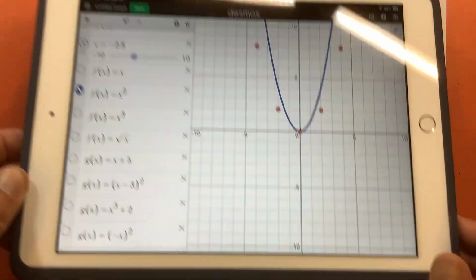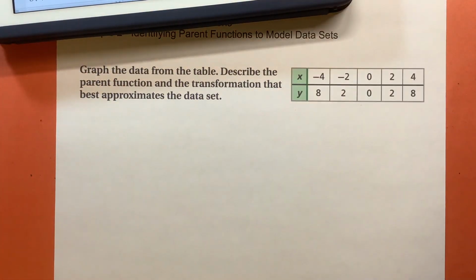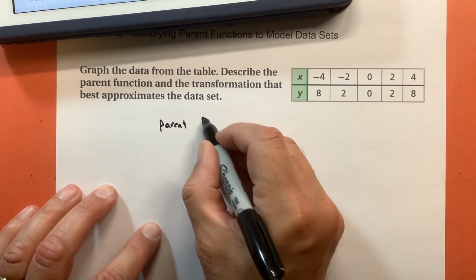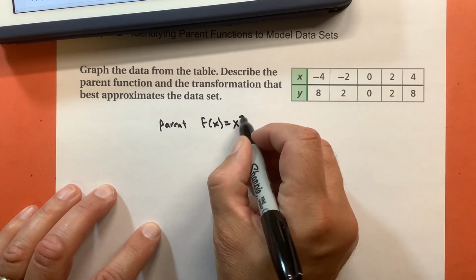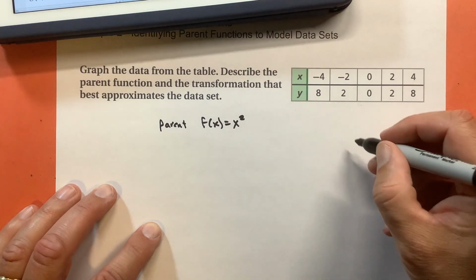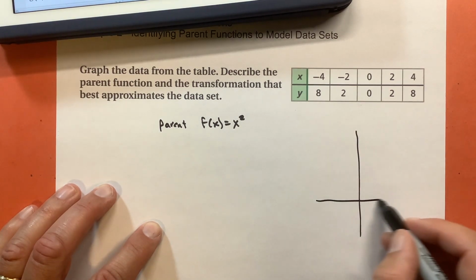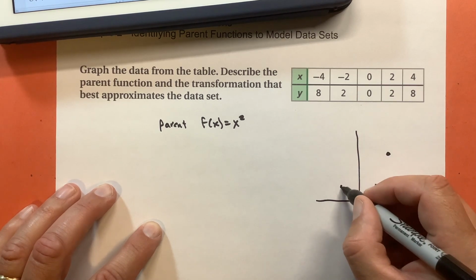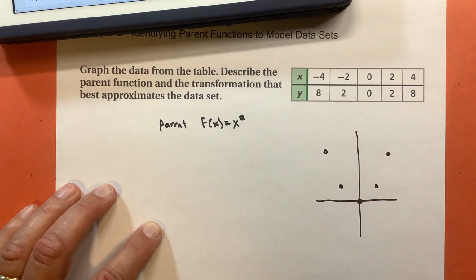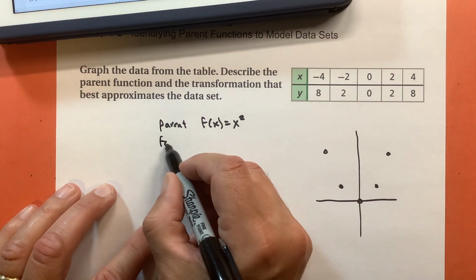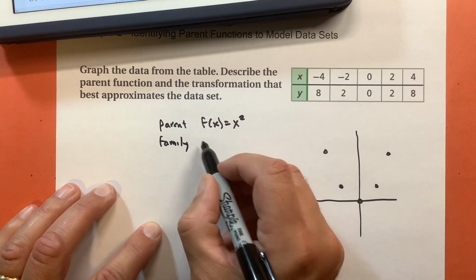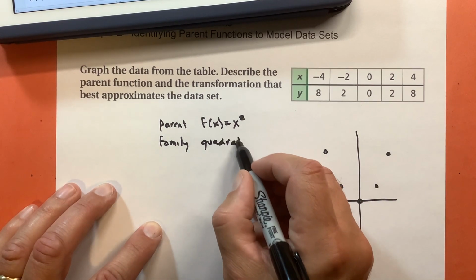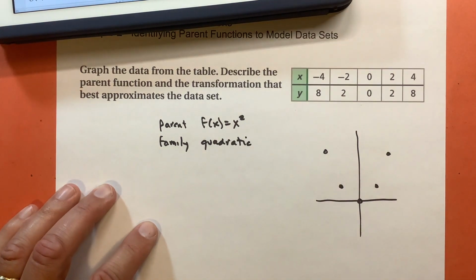So I think that the parent function is going to be f of x equals x squared. All right. And I'll just sketch my graph right here. So I had this, this, this, this, this. That means that the family, now notice like last time, it didn't ask for the family. I'm going to give it that too, since I'm in teacher mode, not just answer or homework mode. The family is quadratic.